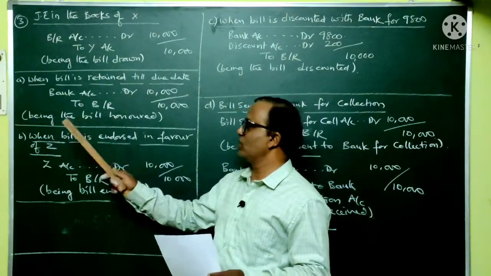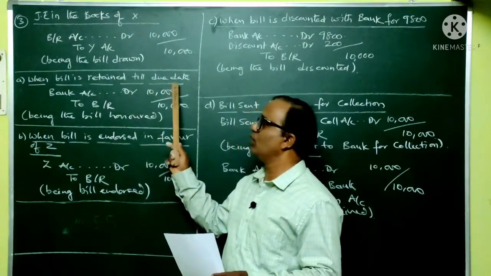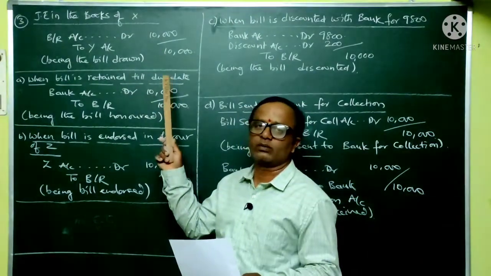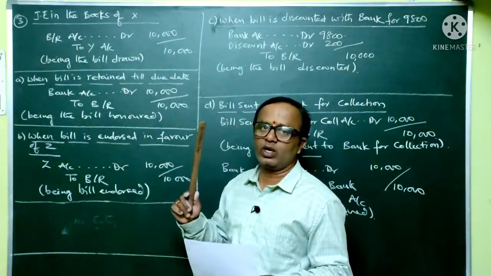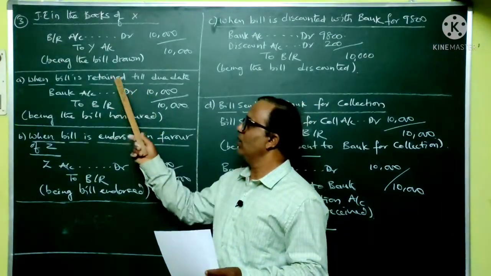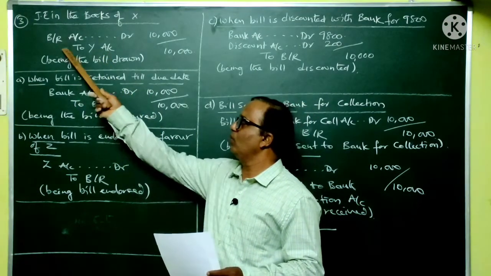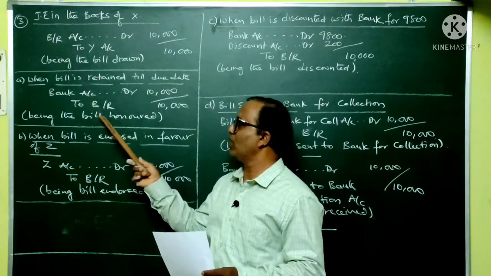Then in the first situation, when the bill is retained till the due date and if it is honored, because the bill is honored on the due date, you will receive the money on this particular bill. So Bank Account Dr. to Bills Receivable, which was debited earlier, you will be crediting it here.